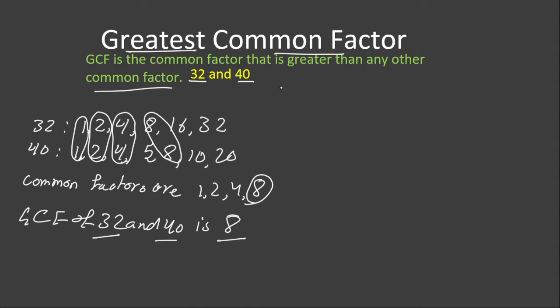The other way of finding the greatest common factor is using prime factorization. So we make the factor tree of 32 and 40. Let's first write the factor tree of 32. 32 is equal to 4 times 8. Now we can write the composite numbers as the product of the prime numbers. So 4 is equal to 2 times 2, and 8 is equal to 2 times 4.